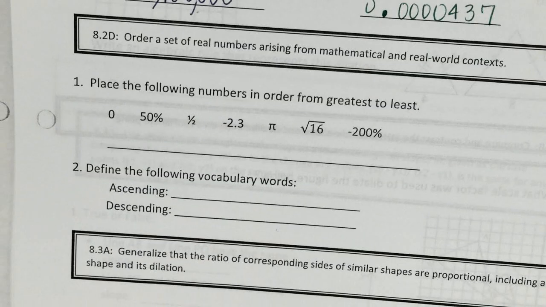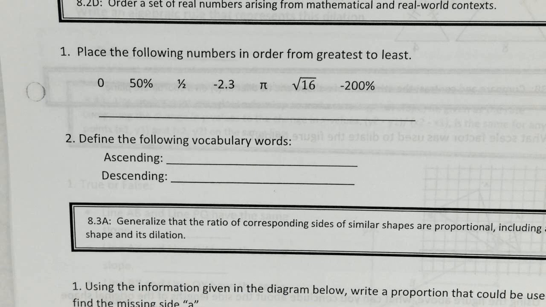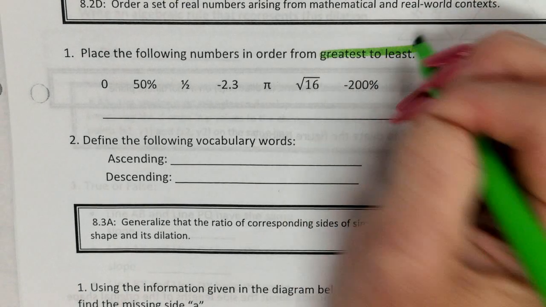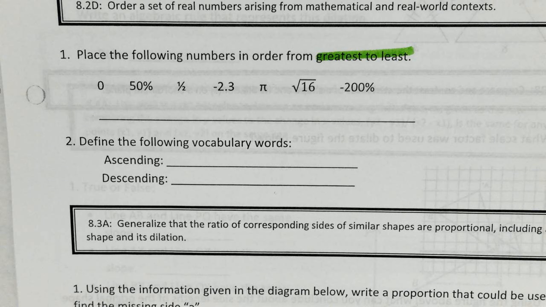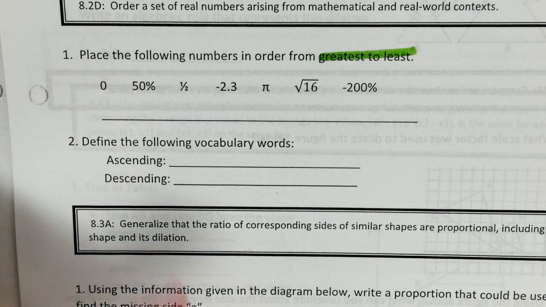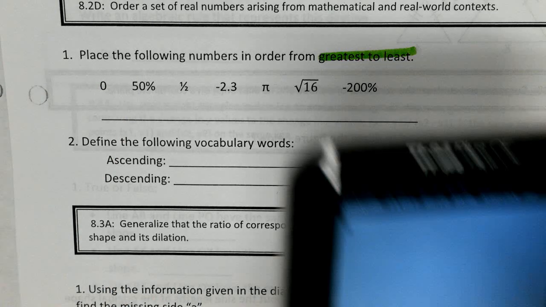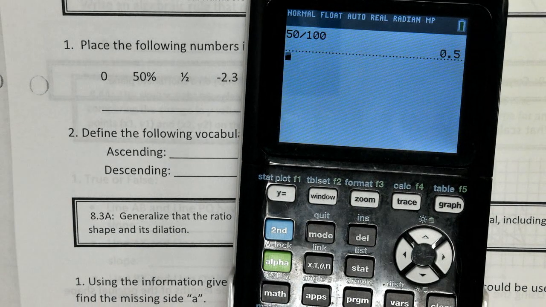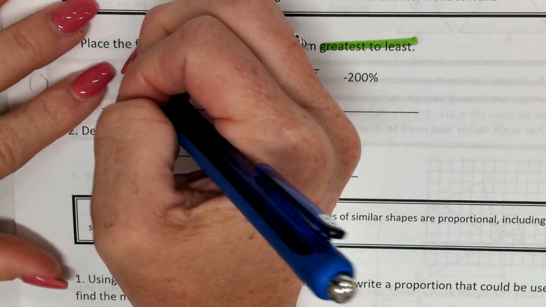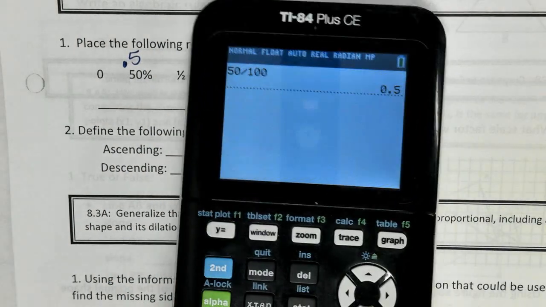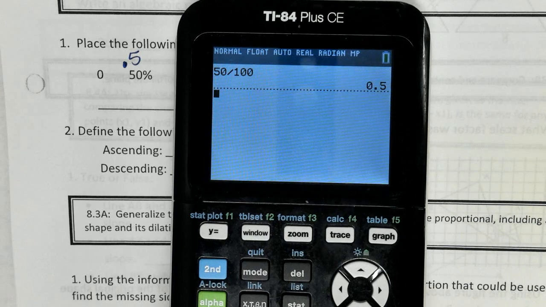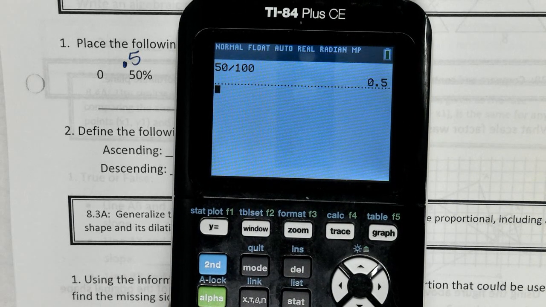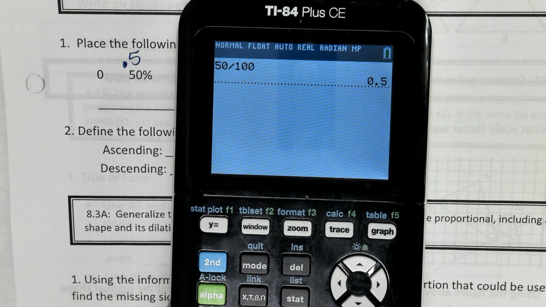All right, on the next one it says, place the following numbers in order from greatest to least. So what am I going to put first? The biggest number. To do this, I need to change them all to what? Decimals. All right, 0 is already in decimal form. 50%. How do you change a percent to a decimal? So 50 over 100 is 50 cents. Did y'all notice that my calculator just put 0.5? But I know that in money form, I would add a 0 to the back. Yes or no? Okay, so that is 50 cents.